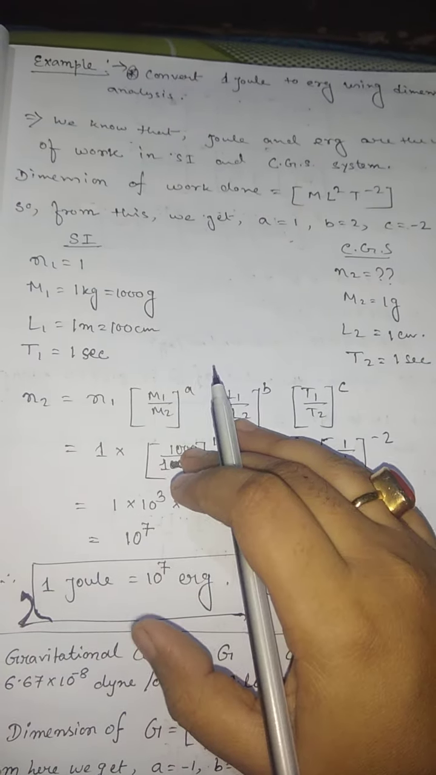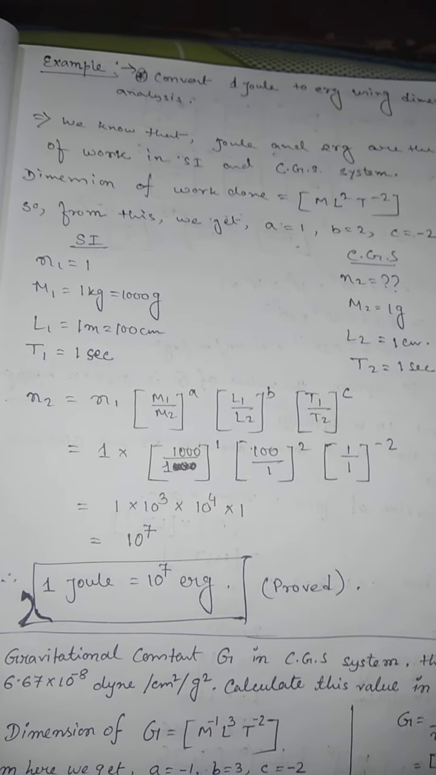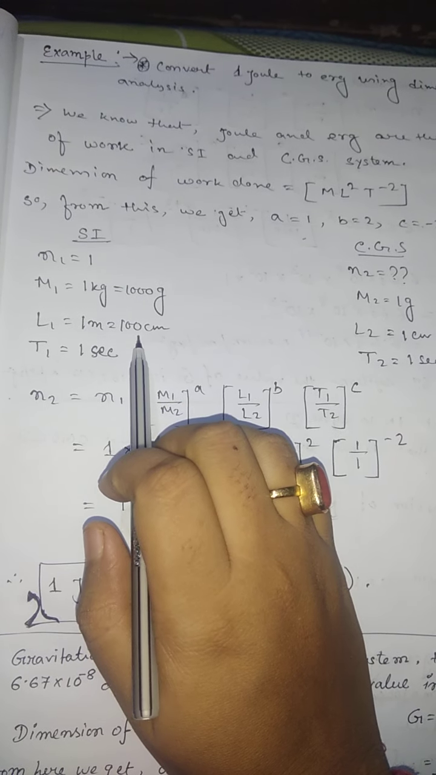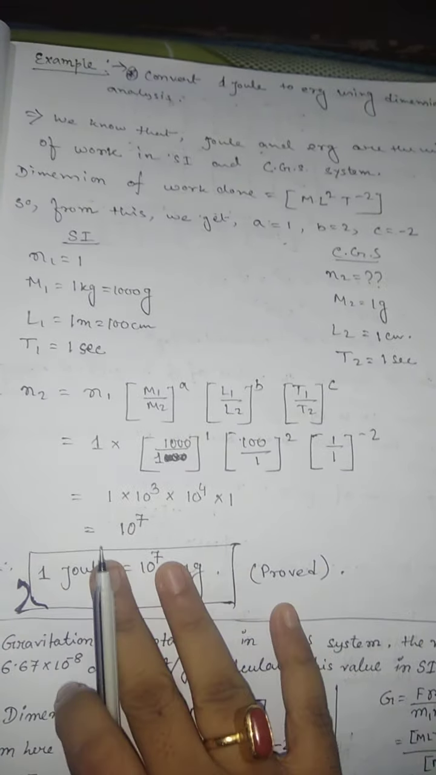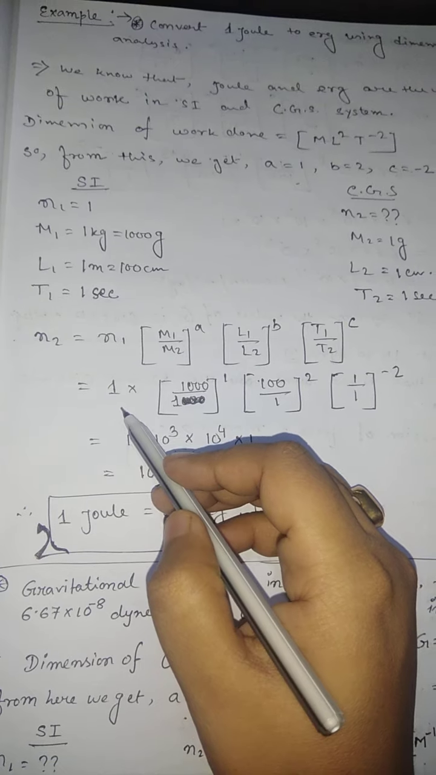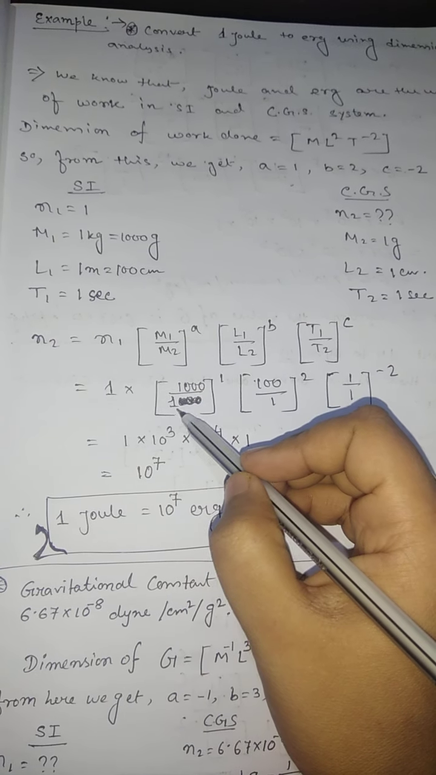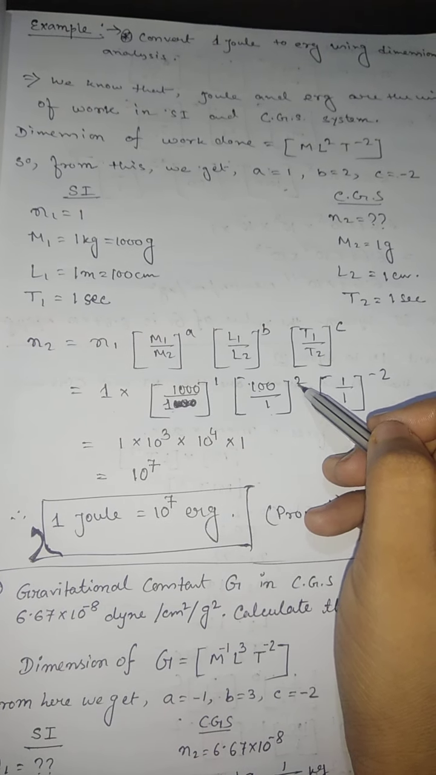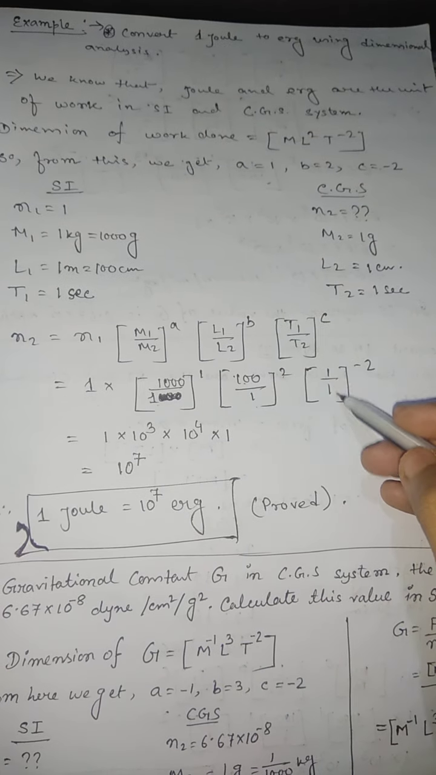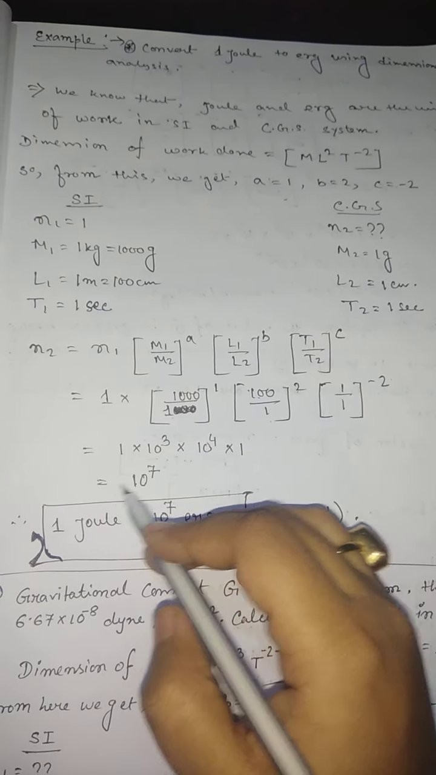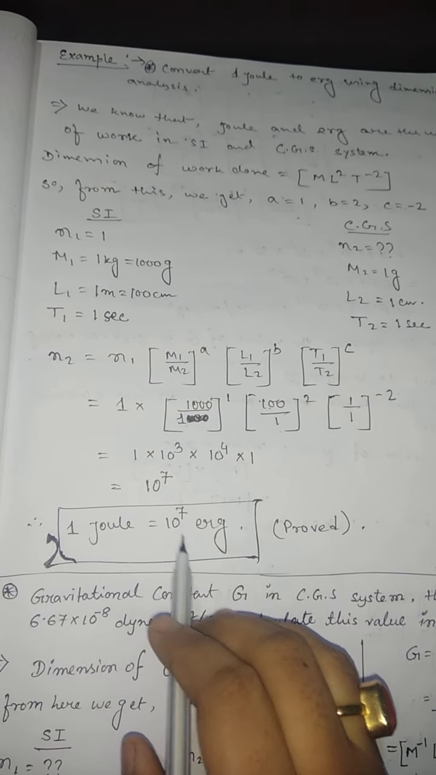So when we solve this numerical, we convert to the same unit, kg to gram or gram to kg. So this is the easiest. To convert kg to gram, 1 kg equals 1000 gram, 1 meter equals 100 centimeter, and the second will be the same. Now we write the formula. N2 equals this one, we know that. So N1 value is 1. Now here we put M1 by M2 equals 1000 by 1 to the power 1, A value is 1. L1 by L2, 100 by 1 to the power 2 because B value is 2. And T1 by T2, 1 by 1 to the power minus 2. So this value is 1, this value is 10 to the power 4, this value is 10 to the power 3. So we get 10 to the power 7. 1 joule equals 10 to the power 7 erg.